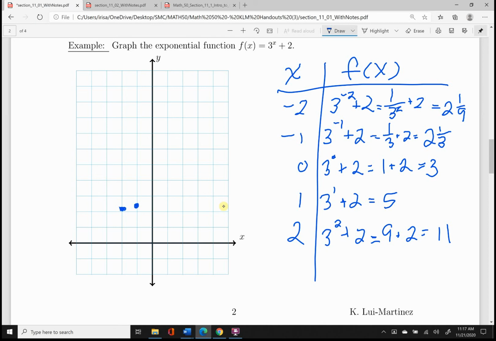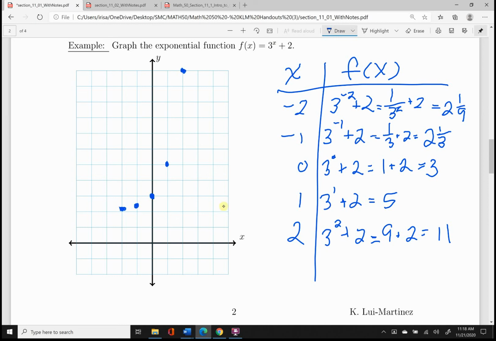Then at 0, I'm going to be crossing the y-axis, or the f of x-axis, however you like to think of it, at 3. And then at 1, I'm going to be up to 5, so that's right here, 1, 5. And then 2, I'll go up by 11, so that's 1, 2, 3, 4, 5, 6, 7, 8, 9, 10, 11. Whew, just enough.